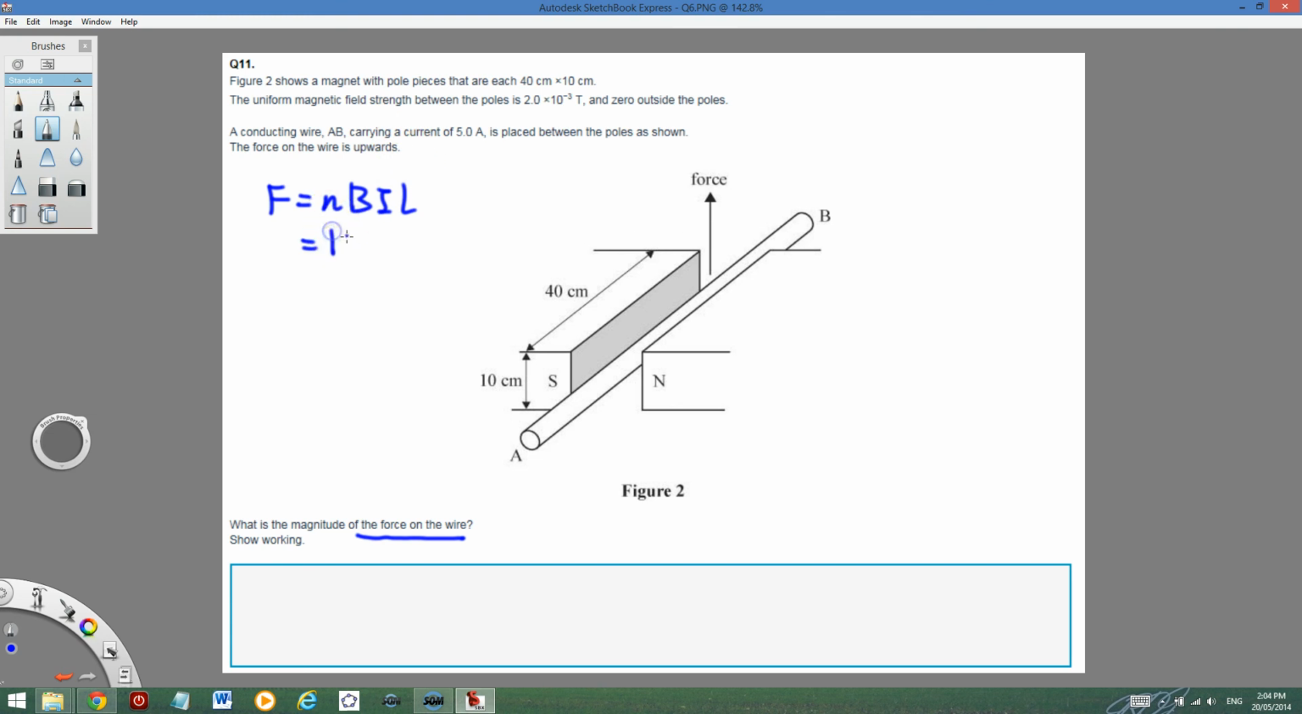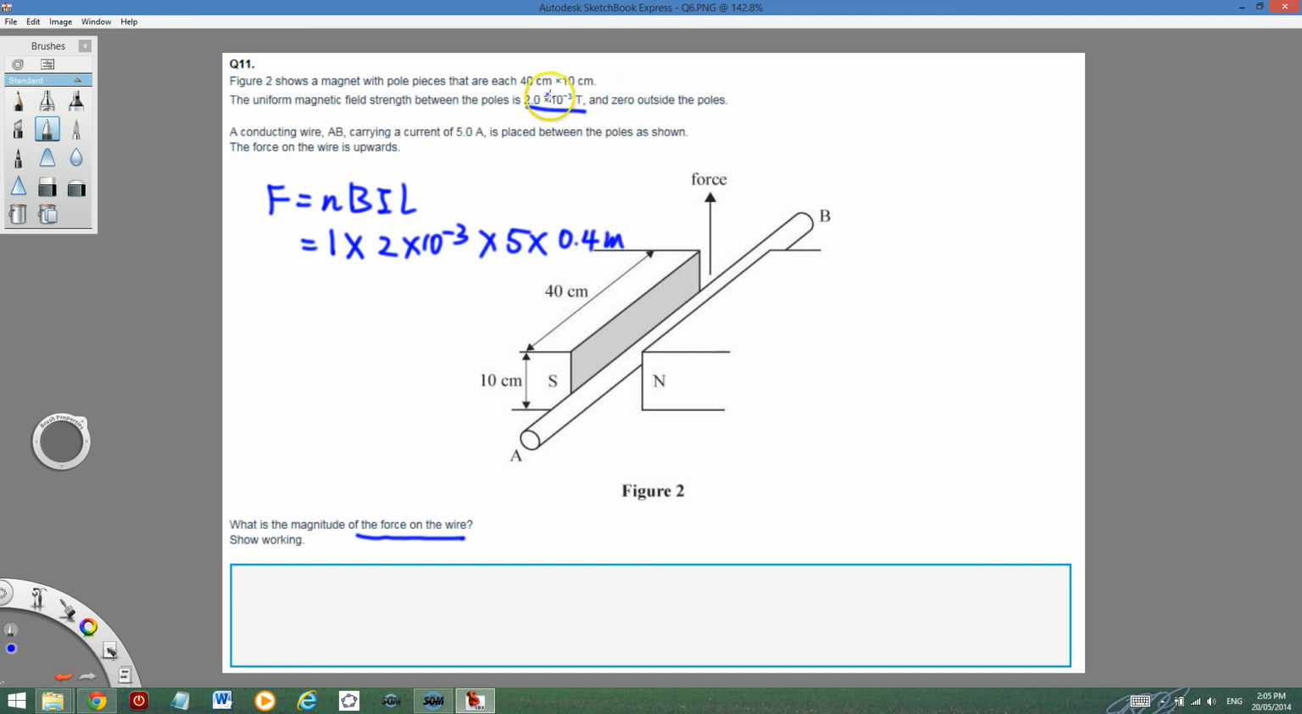So I have 1 times B, the magnetic field, 2 times 10 to the power minus 3, and I is the current, 5 amps, and L is the length. It's the length of the wire that is in the magnetic field. Judging from the diagram, the length of the wire is 40 centimeters. The wire outside doesn't experience the magnetic field, so we don't want it. And 40 centimeters is 0.4 meters.